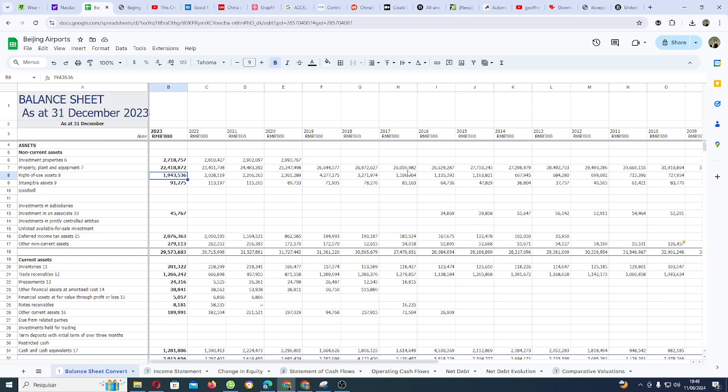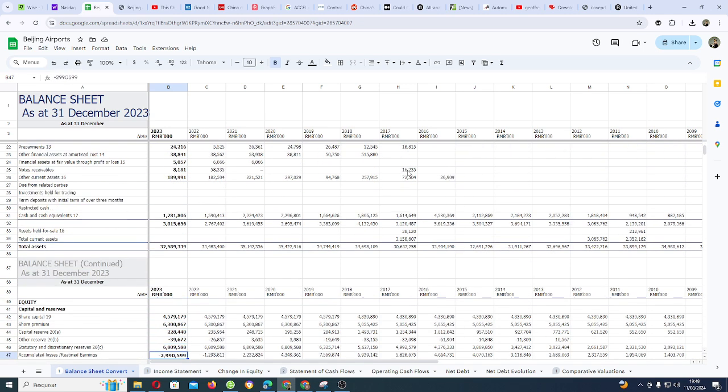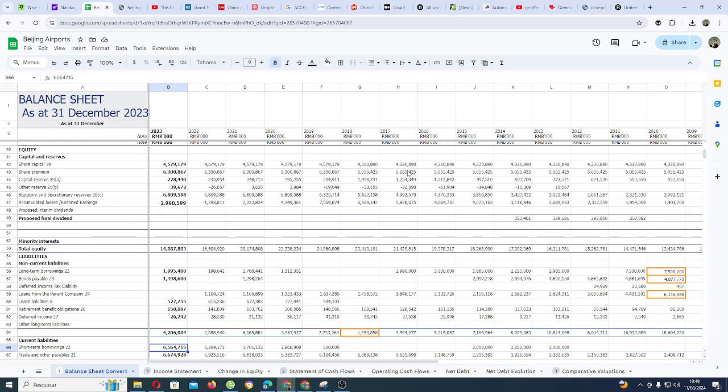Phase 3, where is it? Phase 3 right of use, but it's not very big and it's quite depreciated. So this right of use asset is not very significant. So what happened is you have here the net debt, as we mentioned.